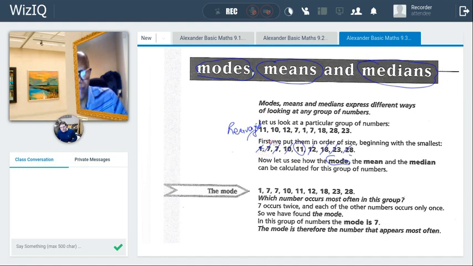The mean is often called the average. To find the mean of a group of numbers, we add all the numbers together and divide the answer by the number of numbers, so the total data. In this group of numbers, the total is 117. So they have added 1 plus 7 plus 7 plus 10 plus 11 plus 12 plus 18 plus 23 plus 28.